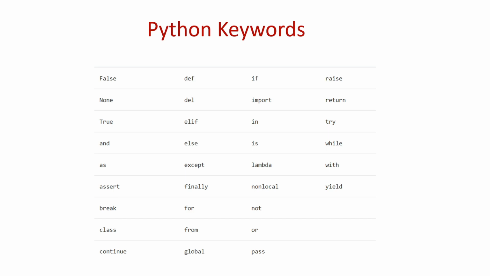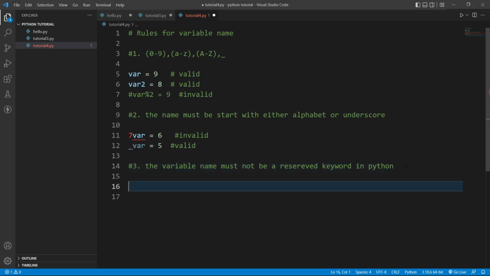So these are the Python reserved keywords: False, None, True, and, as, assert, break, class. All these words are reserved keywords. Reserved keywords means predefined keywords present in Python, so we can't use these keywords as variables. For example, def is a reserved keyword, so if I write def equals 7, then you can see an error is coming. That means we can't use a keyword as a variable.